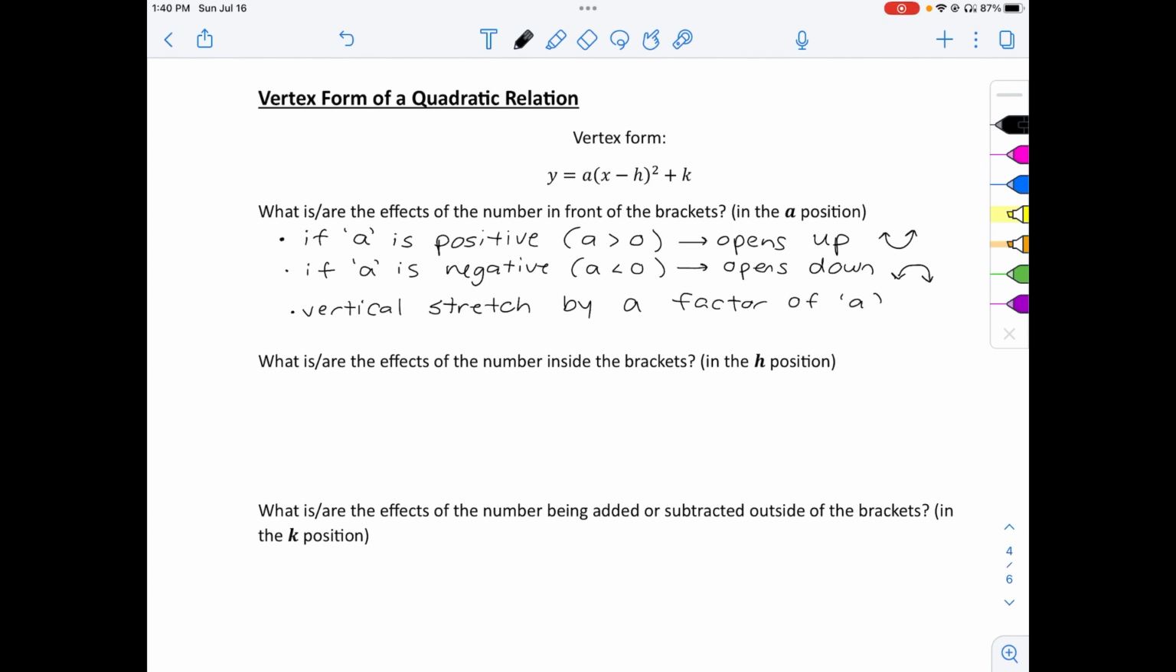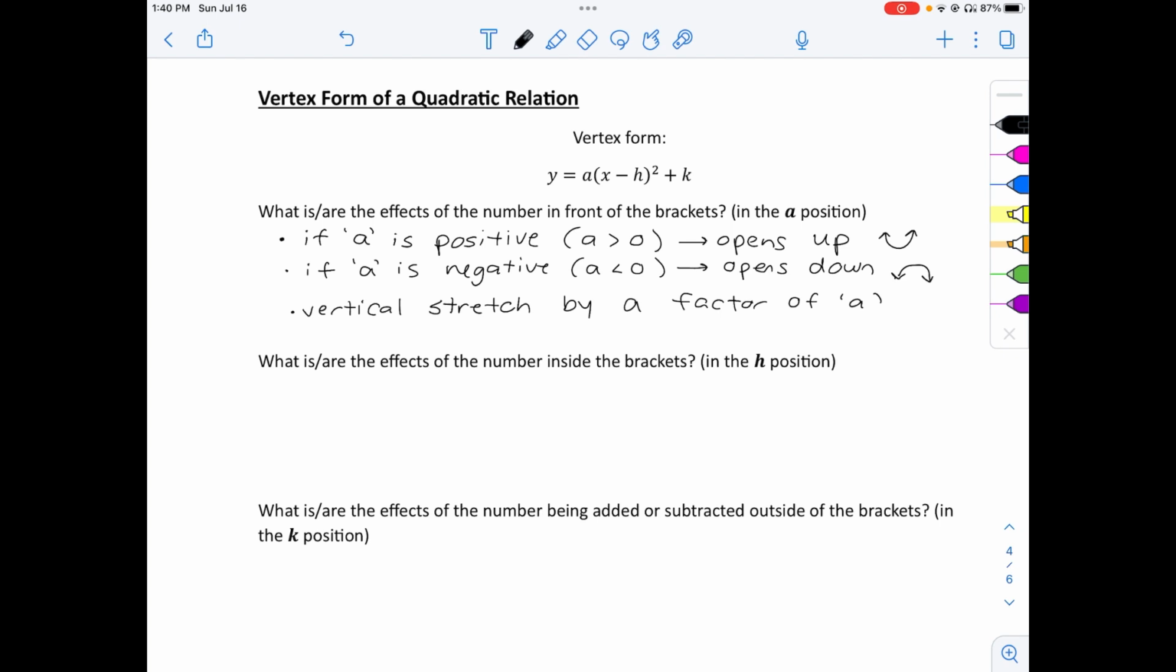We'll look at some examples with actual numbers in a little bit, but we could say, if a was 4, we can say it has a vertical stretch by a factor of 4. If it is, let's say, negative 1/2, we would say it has a vertical stretch by a factor of 1/2. We don't need to say that it's negative 1/2 because the negative determines the direction of opening.